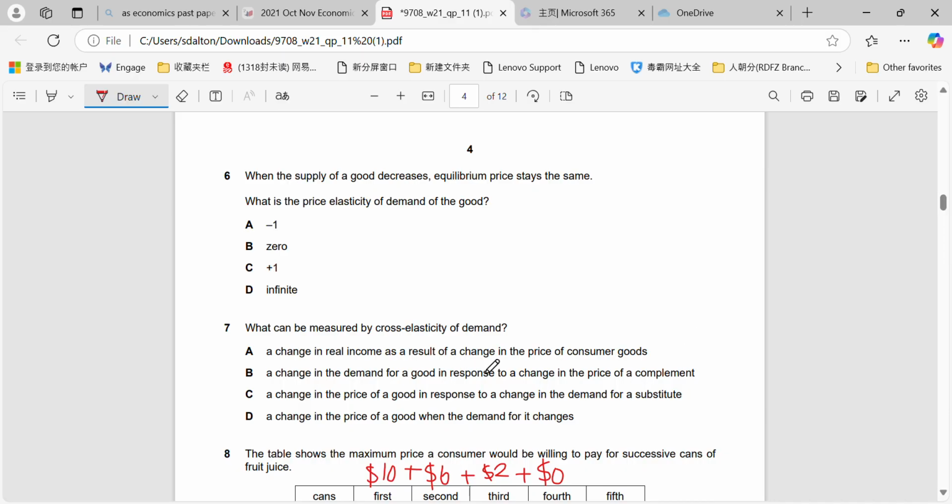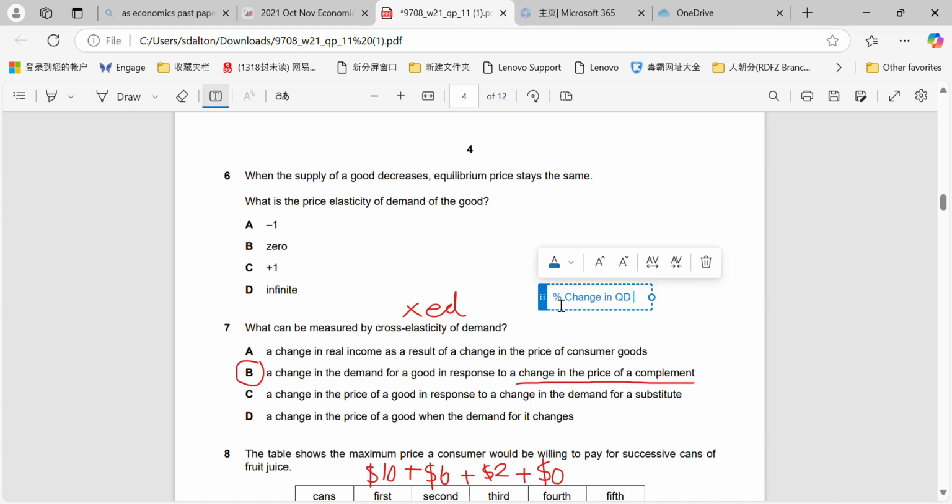Okay, definition question for XED. Simple, just know your formula. It is a change in the demand for a good in response to a change in the price of a complement. Remember that it is the percentage change in quantity demanded of good A divided by the percentage change in price of good B. Therefore, demand has to go on top. So B will be our correct answer.